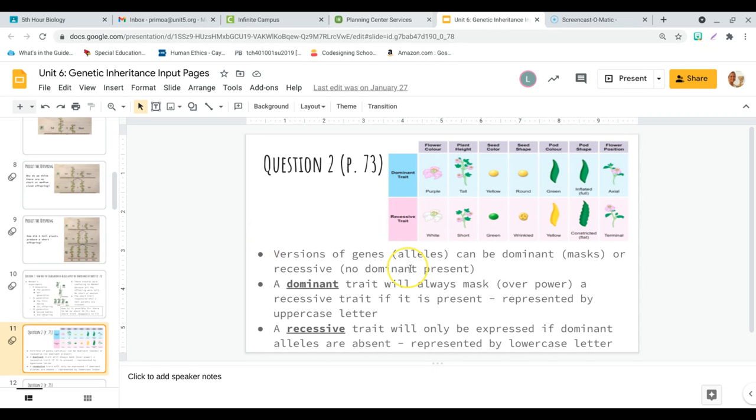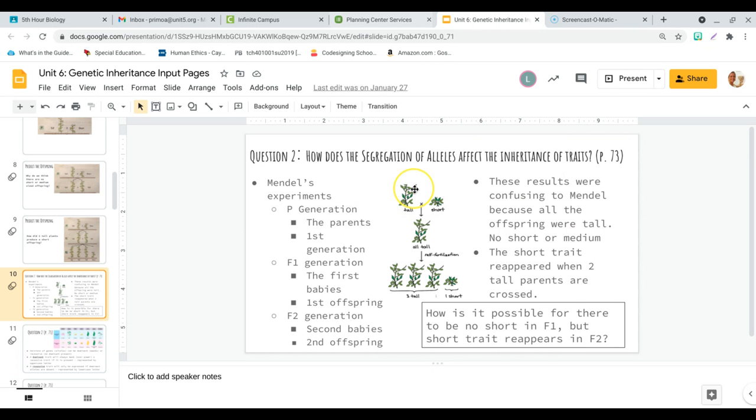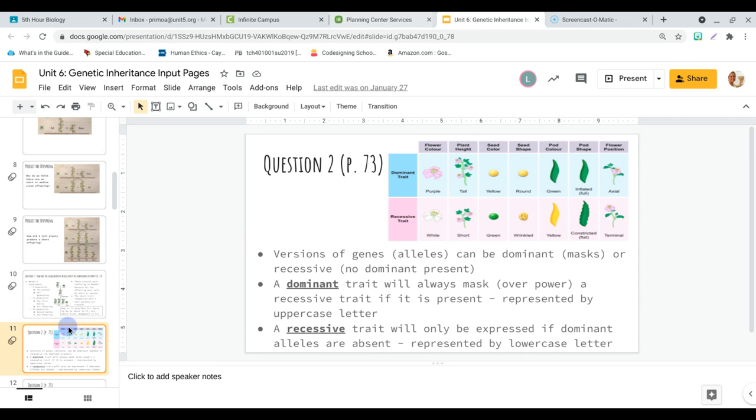So versions of certain genes, or alleles, can be dominant or recessive. A dominant trait will always mask or overpower a recessive trait if it is present. So in this case, tallness would be the dominant trait because you seem to have more tall plants than short ones. Anytime the tall trait was present, it always masked the short trait. And a recessive trait will only be expressed if dominant alleles or dominant genes are absent.